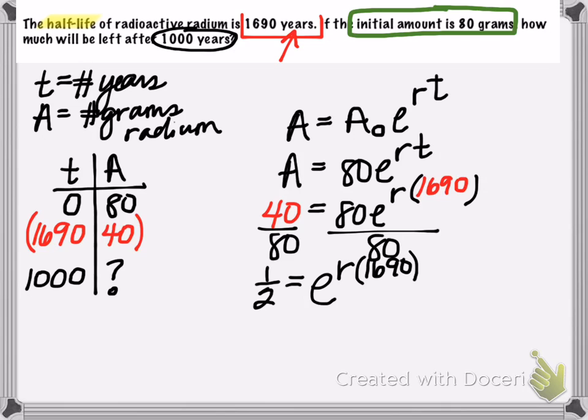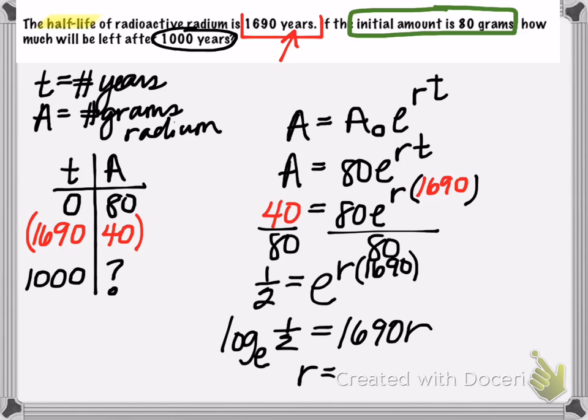And then we'll rewrite this in log form, which would be log base E of 1/2. And if you want to go ahead and write natural log, of course, that's great, is equal to 1,690 R. So therefore, our value for R, we will input this in our calculator, will be the natural log of 1/2 divided by 1690. So as always, make sure you pause the video and check these calculations on your calculator so that you know how to input this correctly.